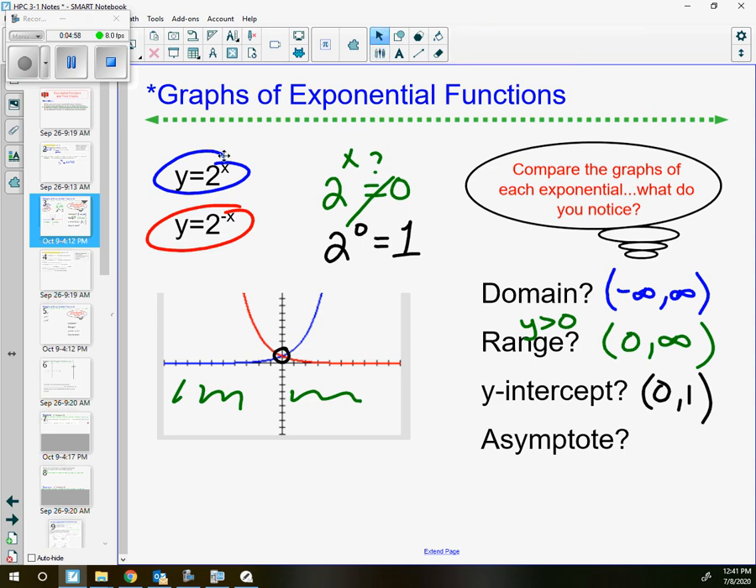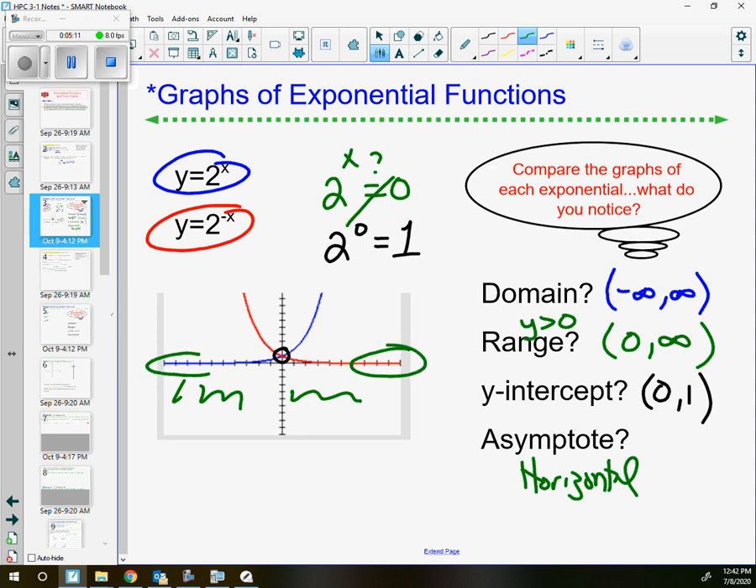How about asymptotes, end behavior? Looks like we have horizontal asymptotes. Depending on which graph we're looking at, it could be the positive x-axis over here for the 2 to the negative x, or the negative x-axis if we're looking at 2 to the x. So the horizontal asymptote is the x-axis, depending on which way we're going here, if it's increasing or decreasing.